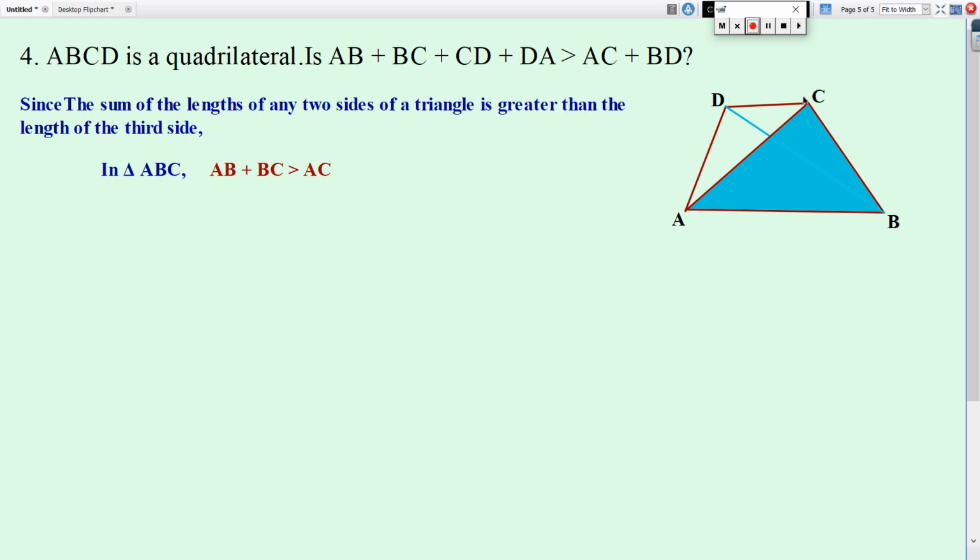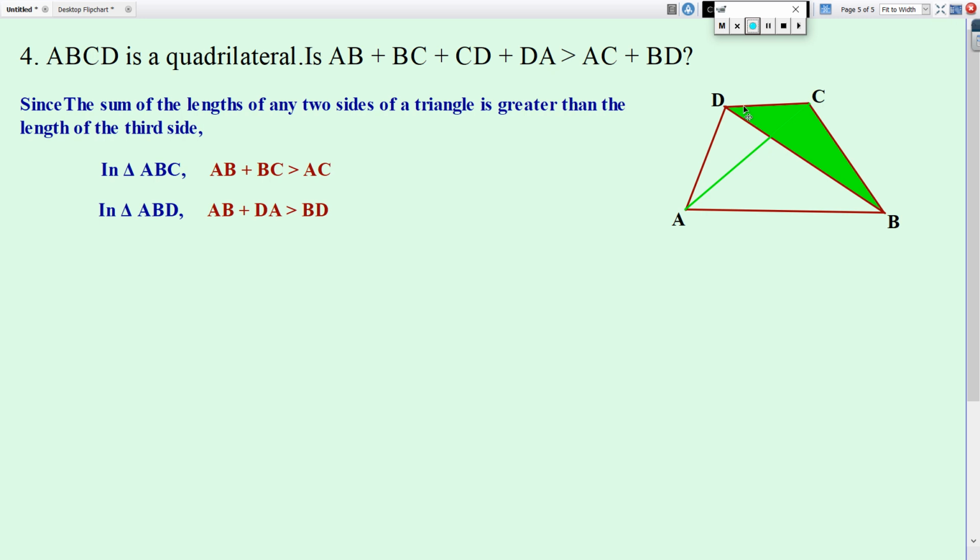Similarly, you can find one more triangle with the side AB. Take the sum of AB and DA. How will you write this inequality? In triangle ABD, AB plus DA greater than the third side BD. Now let me take a triangle with the side DC. Two triangles in the same way you can take.